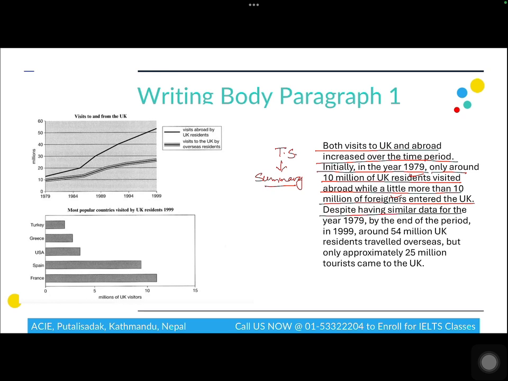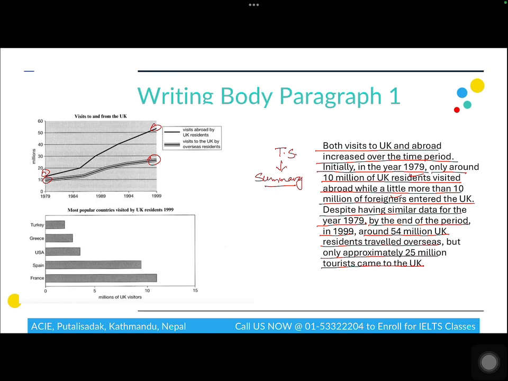Despite having similar data for the year 1979, by the end of the period in 1999, around 54 million UK residents traveled overseas, but only approximately 25 million tourists came to the UK. Now, as you can see, I have taken only the first point and the last point to show the entire trend of how the data has changed.